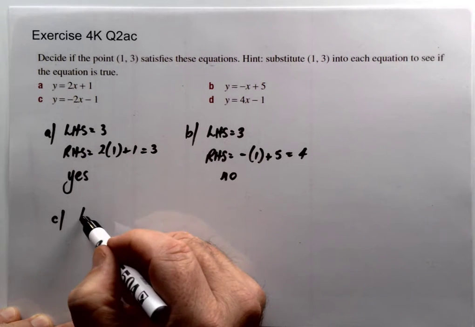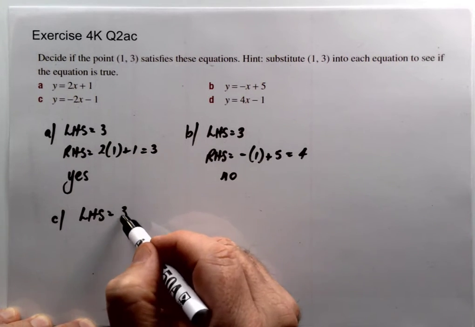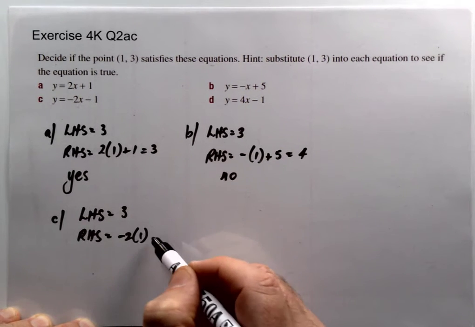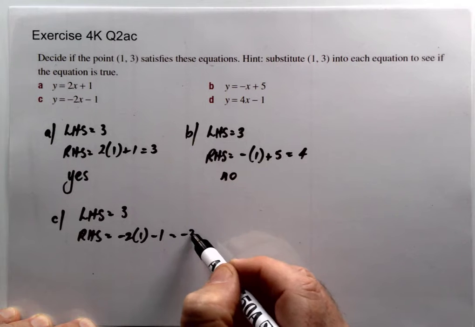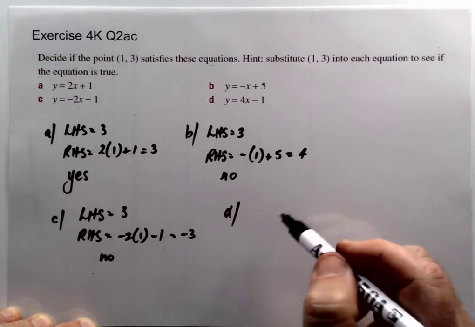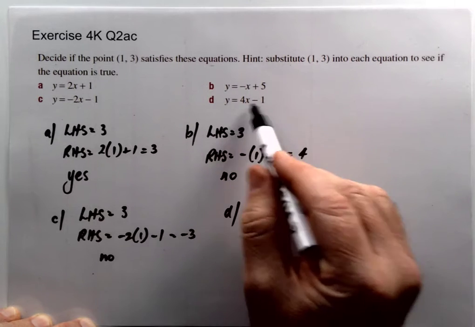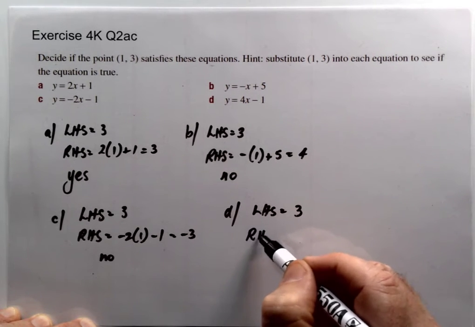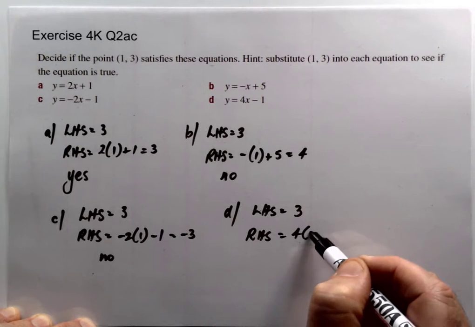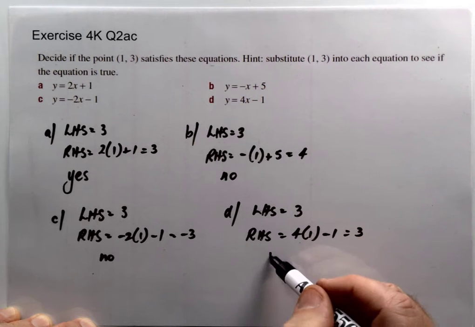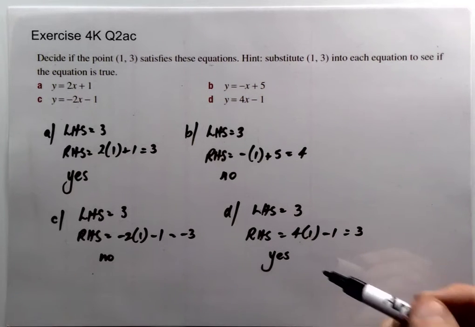This next one, the left-hand side again is the y value. The right-hand side is going to be minus 2 times the x value minus 1, which is minus 3. Again, they don't match up, so no, it's not on that line. For this last one, the left-hand side again is the y value. The right-hand side is 4 lots of the x value, take away 1, which is equal to 3. They are equal to each other, so yes.